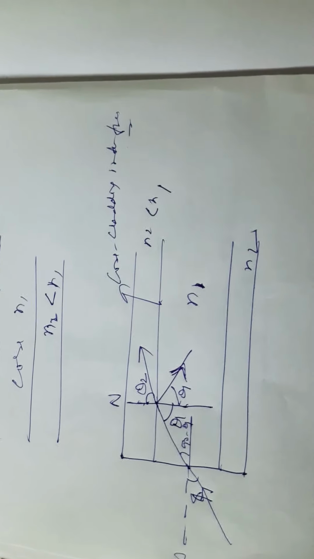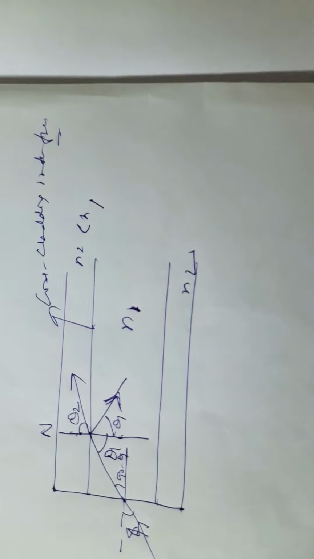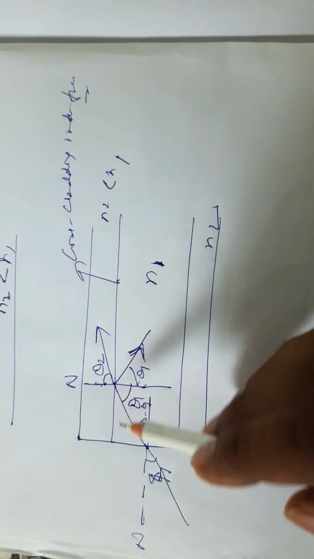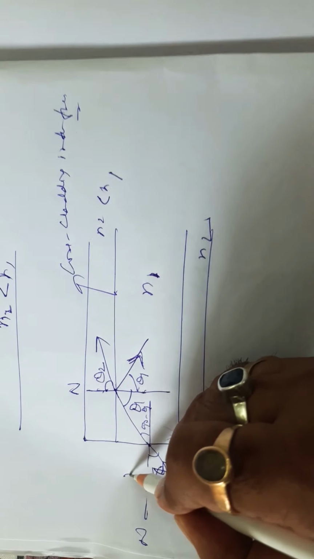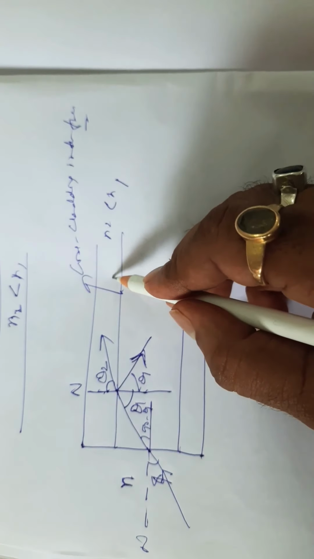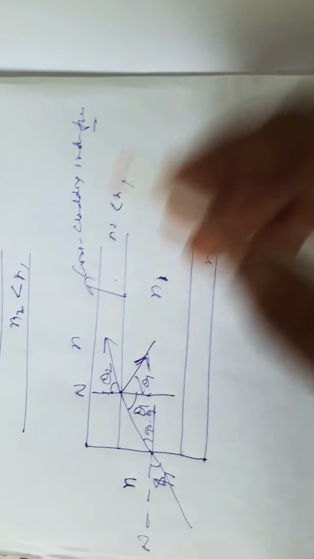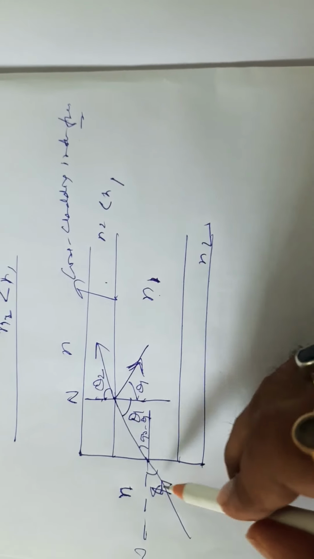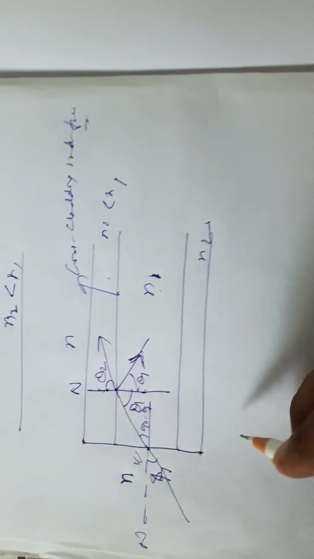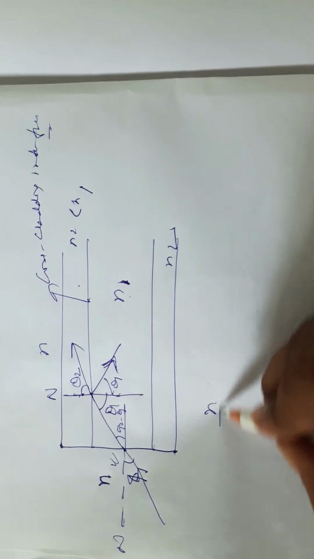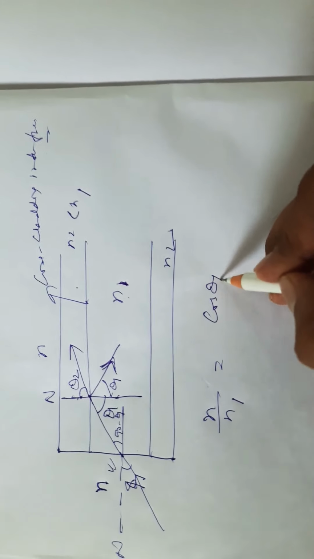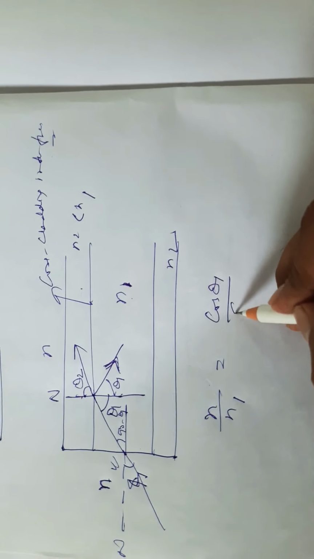So from Snell's law, we'll apply Snell's law at the two surfaces, here and here. We can assume the refractive index to be N for this surface, this one N1, this one N2, and obviously if we talk about this one, again it's N. So we'll consider this part, Snell's law. For this part we write N by N1 is equal to cos theta 1 by sine phi.